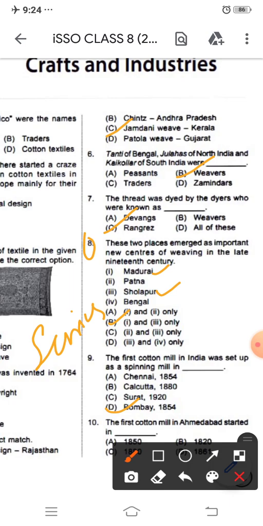The first cotton mill in Ahmedabad started in dash. Options: 1850, 1820, 1880, 1861. The correct option from this is 1850.